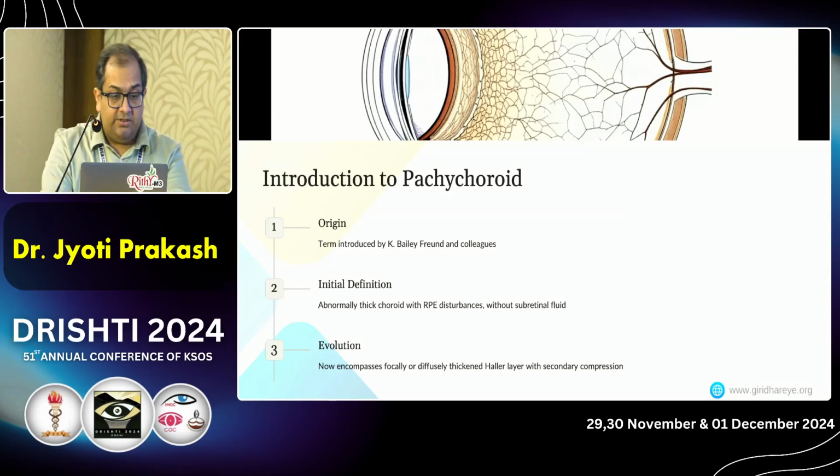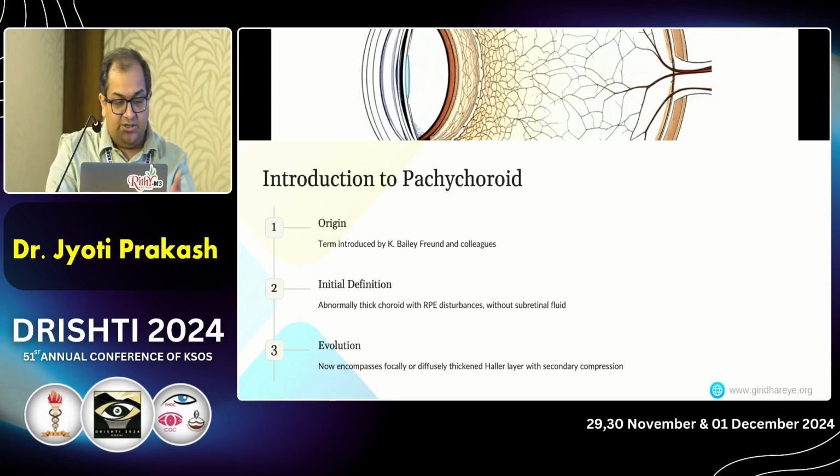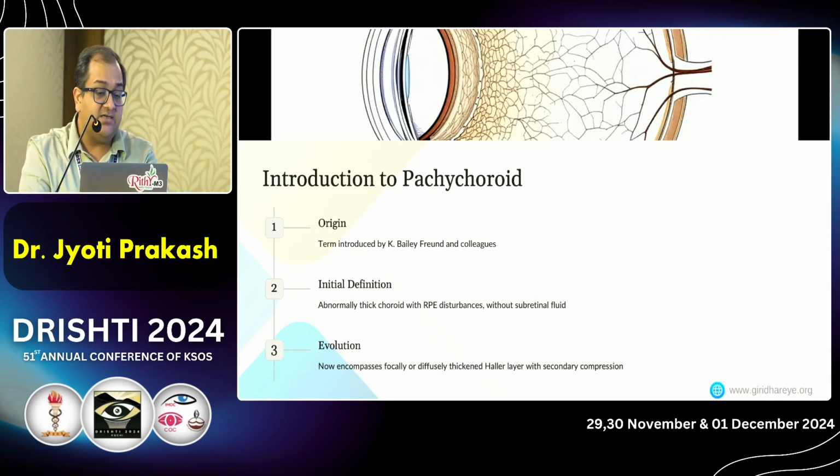The term pachychoroid was coined way back in 2013 or 14 by Bailey Freund and his colleagues. It is defined as a condition which has a thick choroid with RPE disturbances, with or without subretinal fluid, and it is not one disease per se. It's a continuum of multiple diseases which can present differentially.